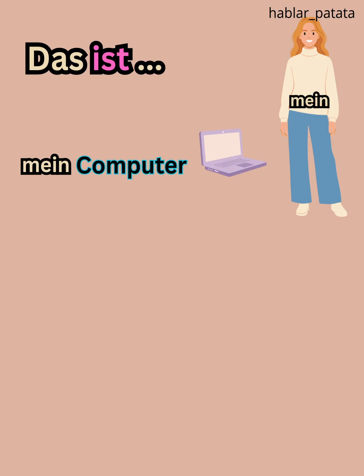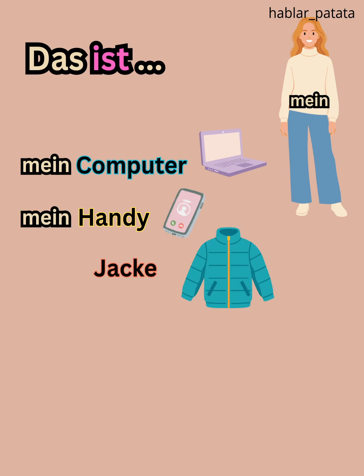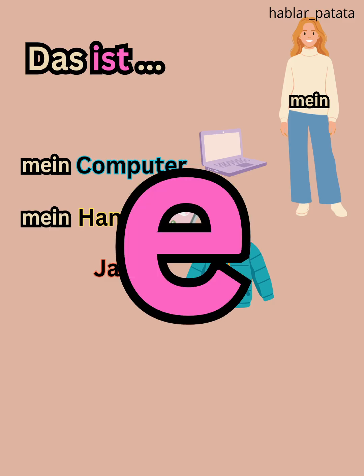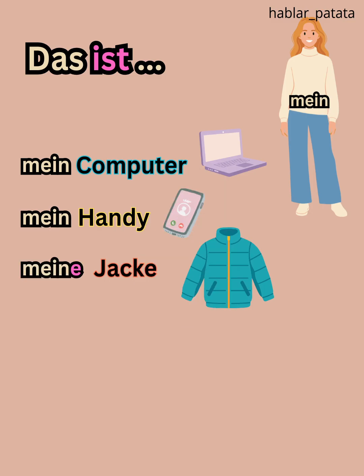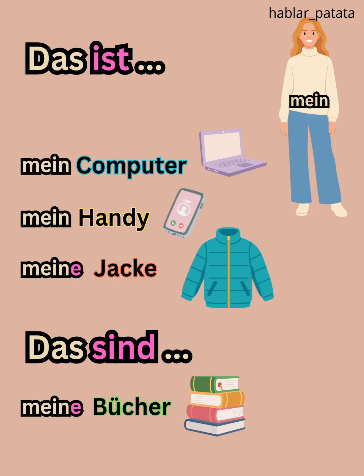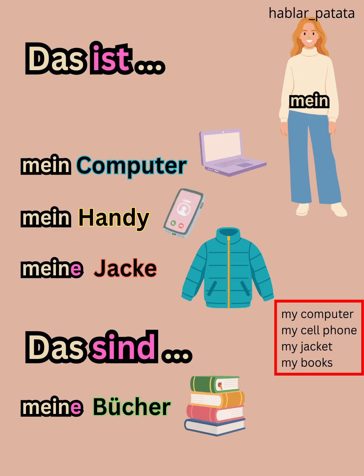The article in Nominativ for neuter nouns doesn't change either. Das ist mein Handy. For feminine, we need a new ending on the article. The grammatical marker for feminine is e. So I say, das ist meine Jacke. And for plural, I also add e to the article. Of course, I also have to conjugate the verb in plural. So, das sind meine Bücher.